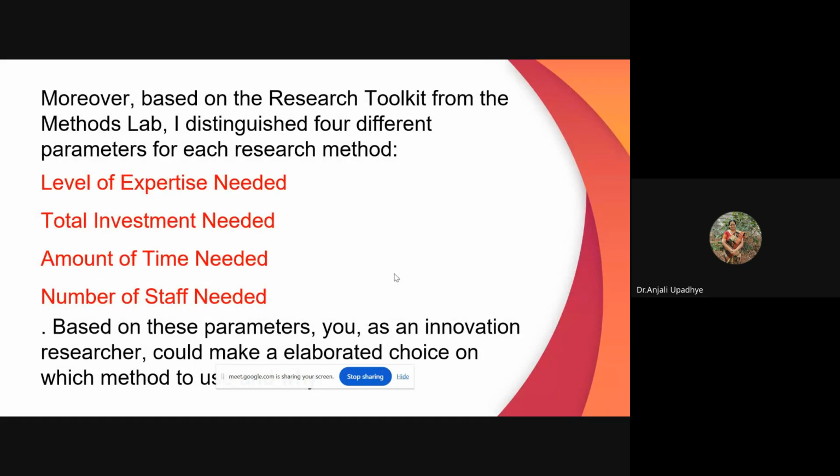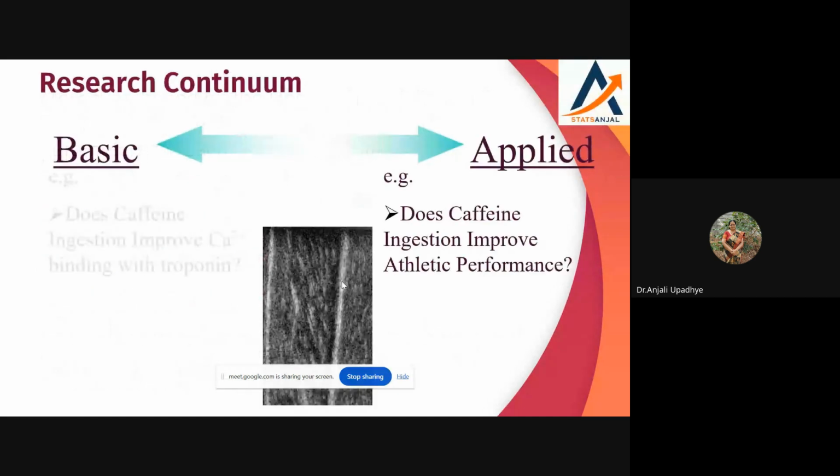Moreover, based on the research toolkit from the methods of the lab, I distinguish these 4 levels. First of all, whenever research is there, a level of expertise is needed. Without expertise, it will not go. The investment or economy is also needed, the amount of time is needed, and the number of staff is needed. Based on these parameters, we can elaborate the research method or research design which is applicable to our research. That has to be distinguished between these 4 parameters.